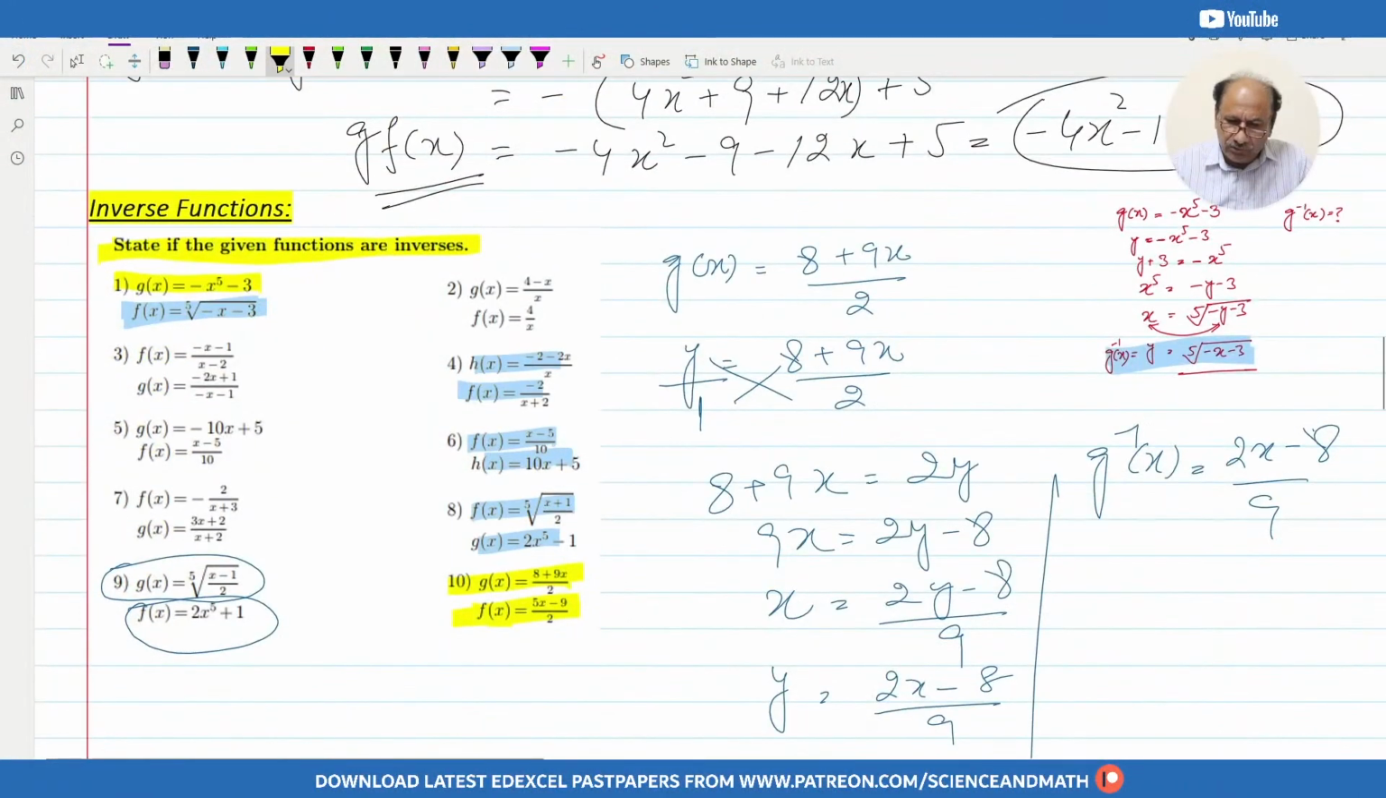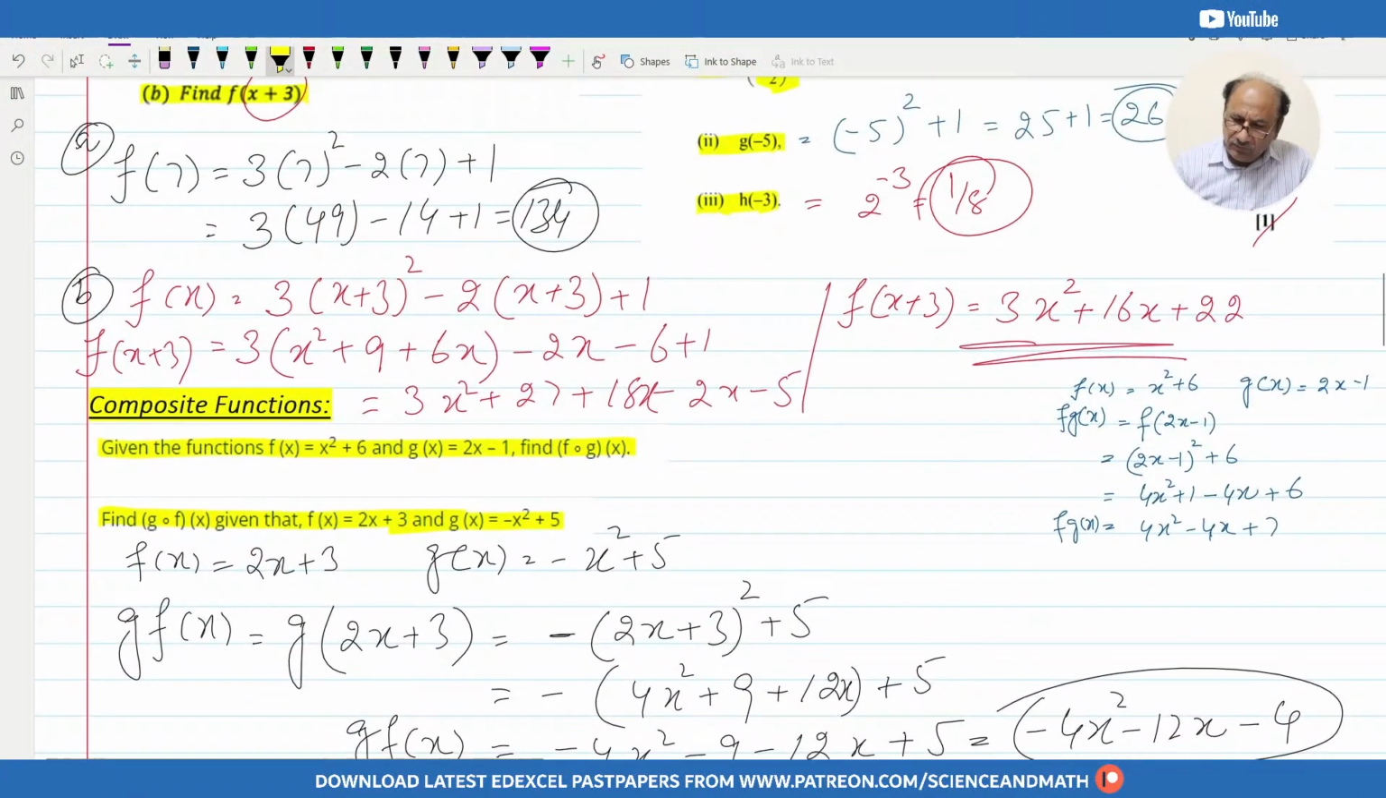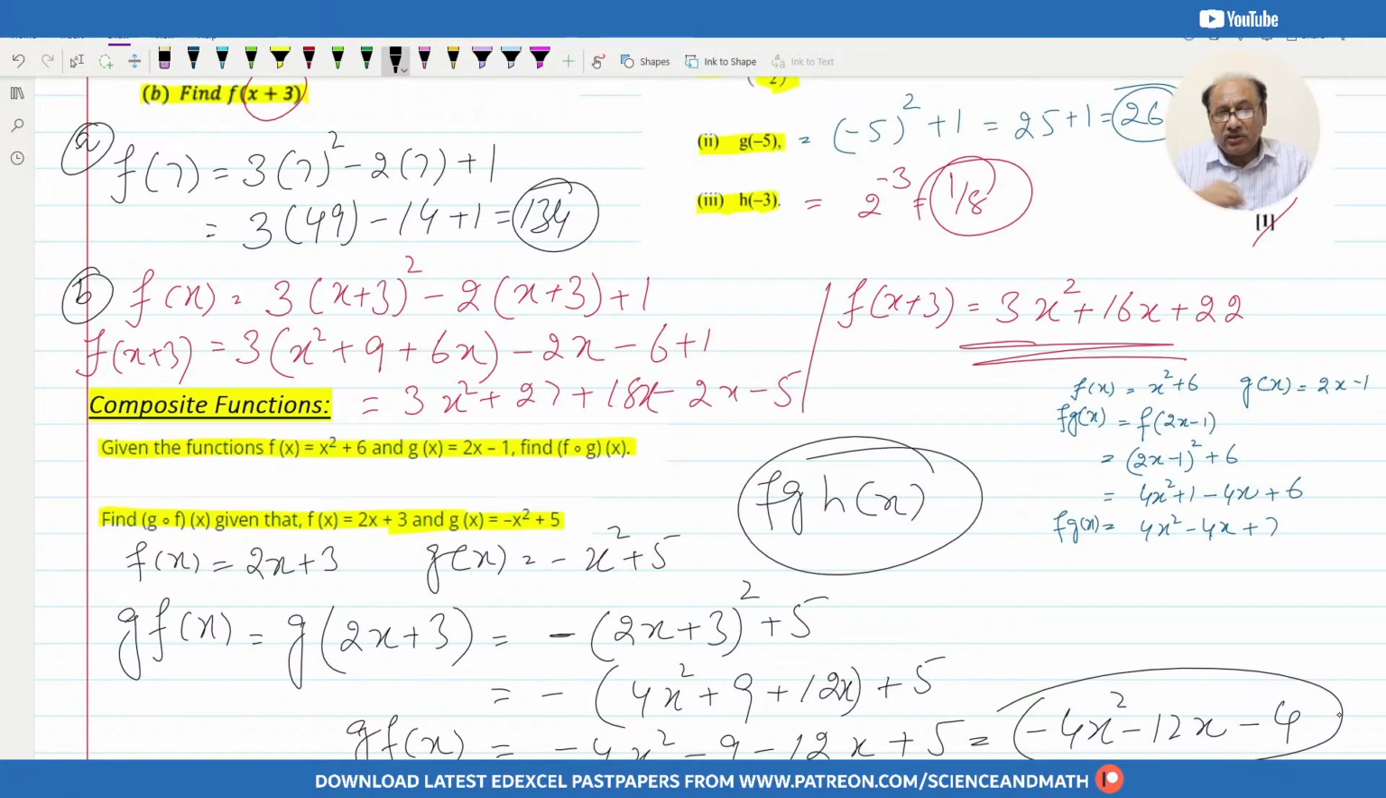I have done 2 stages. The third stage, for example f of g of h of x, will be all the same, as I have explained about composite functions. If we have f of g of h of x, this is also the same type of function which I have explained. Hopefully this topic is clear, and you must have understood each and everything.